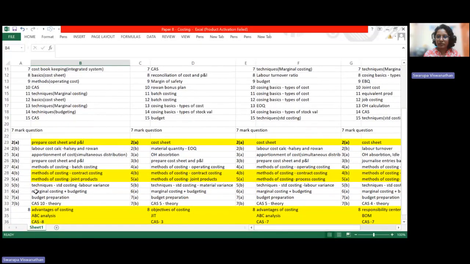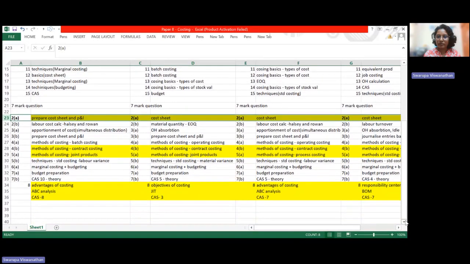Under 7 mark questions, if you see cost sheet, which is the primary thing that as cost accountants we should know. So cost sheet is a mandatory question under 2A. It's a 7 mark question. Then 2B is a question relating to direct material and labor. So always there is a repeated question from direct material EOQ calculation, or in case of labor, the Halsey-Rowan method of calculating the labor cost and then the labor turnover calculations.